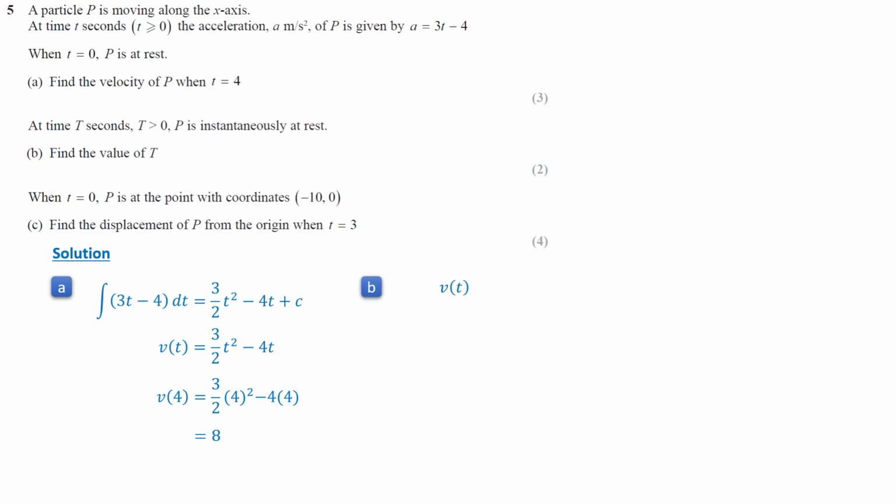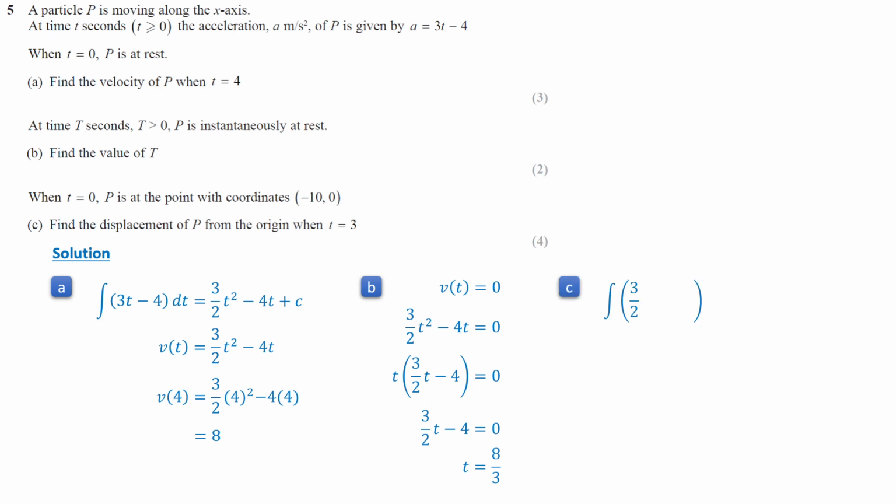We now need to find the time when the velocity is 0. This means solving the equation v equals 0. Factoring out t, we have t times 3 over 2 t minus 4 equals 0. Solving 3 over 2 t minus 4 equals 0, we get t equals 8 over 3. So the velocity is 0 at t equals 8 over 3 seconds.